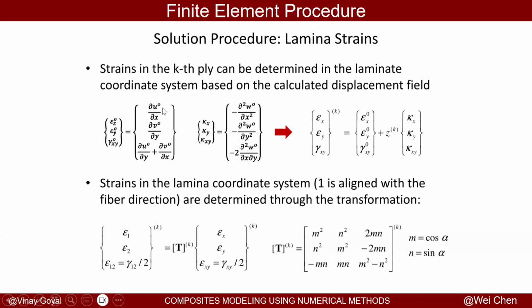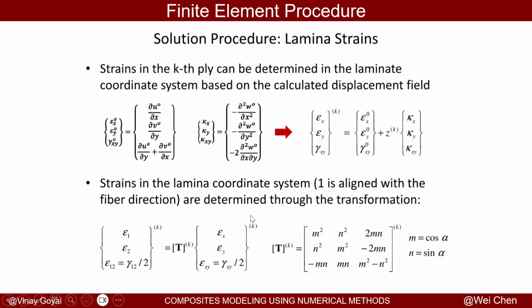Those deflections then can be used to get the strains at the mid-surface, and then they can be used to get the curvatures of the system. And if you have these two pieces of information, now I can get the strains in the global direction for every layer using this formula. And you can see this varies as a function of location of the ply, where z is the distance from the mid-surface to the ply location. So this allows us to get the strains.